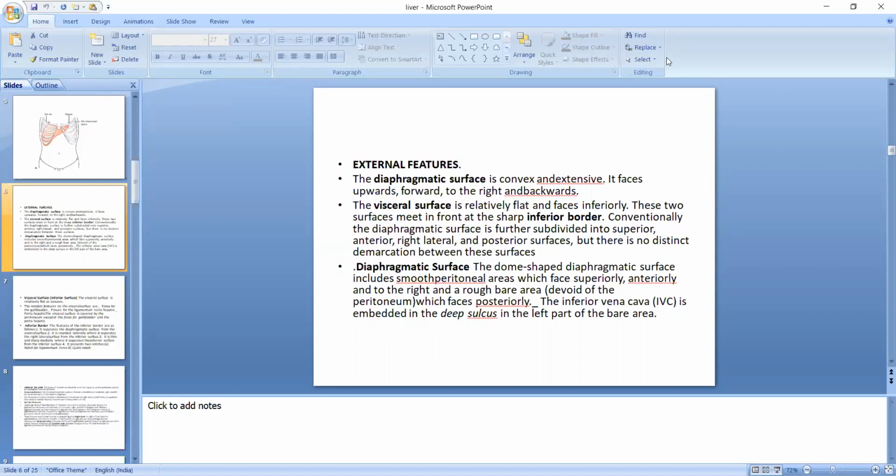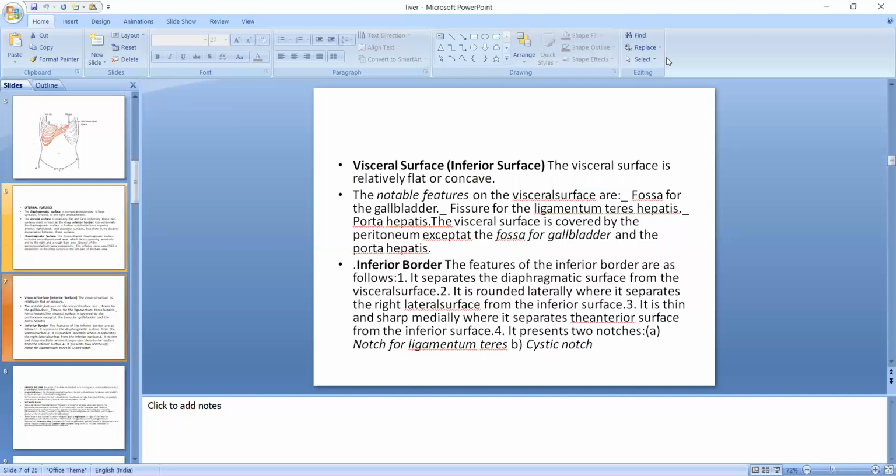The dome-shaped diaphragmatic surface includes a smooth peritoneal area, which faces superiorly, anteriorly, and to the right, and a rough bare area that is devoid of peritoneum, which faces posteriorly. The inferior vena cava is embedded in a deep sulcus in the left part of the bare area.